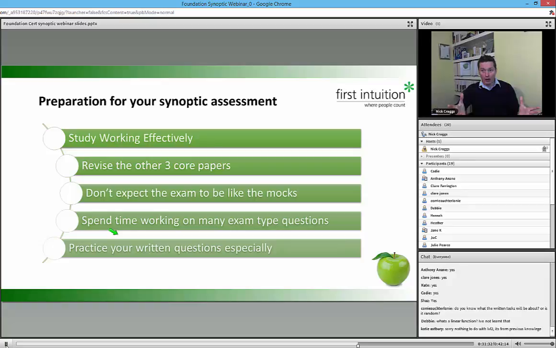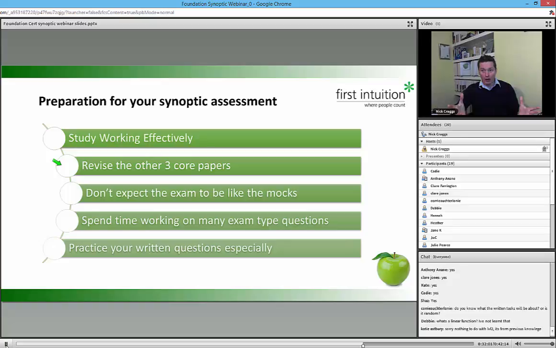So, how we suggest you should study for your synoptic exam. Now, this is assuming you've taken and passed bookkeeping transactions, bookkeeping controls, and elements of costing. You then want to study working effectively, because that is new material that will be in the exam and a large part of the exam. So once you've done that, you're then going to have to go back to the 3 other core papers. So bookkeeping transactions, bookkeeping controls, and elements of costing. You're going to have to go back to them, and you're going to have to review them.